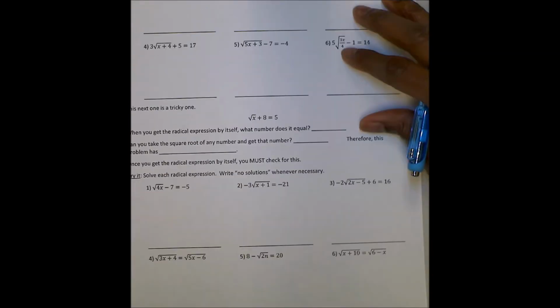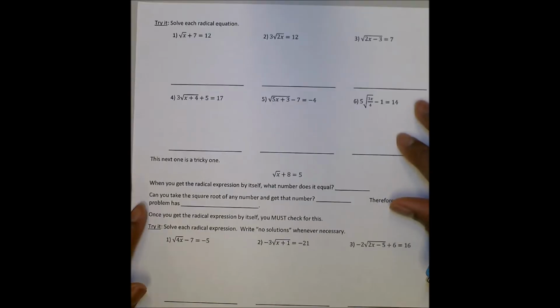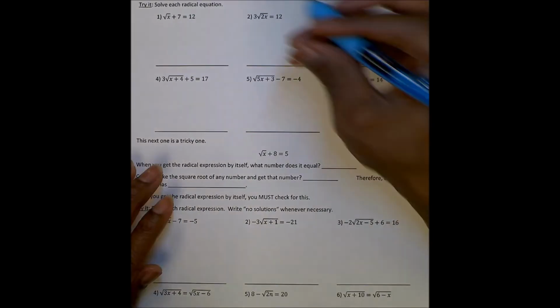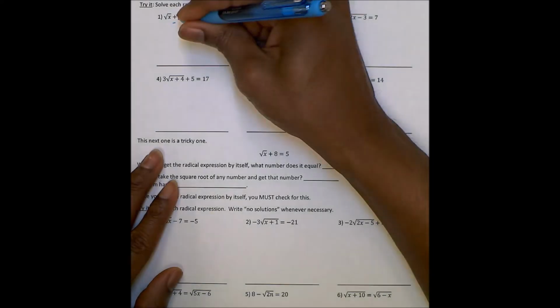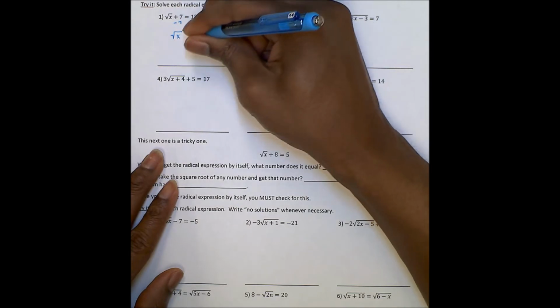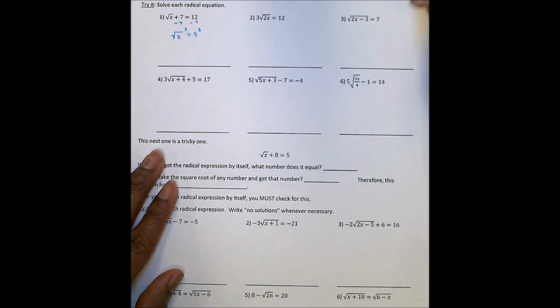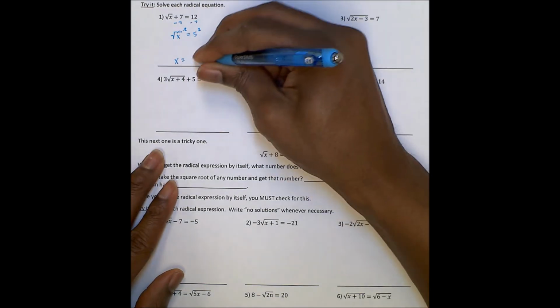Alright. Let's try some more. We'll do a few together here. So we have radical x plus 7 equals 12. We're going to get the radical by itself, so we're going to subtract 7 from both sides. Gives me radical x equals 5. I need to get x all the way by itself, so I square both sides. And once I do that, I get x equals 25.